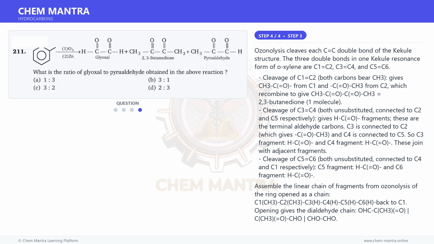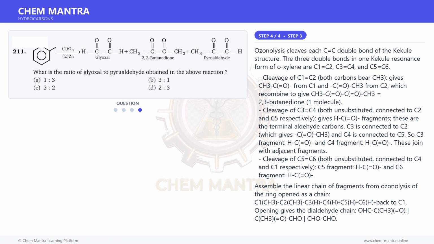And for the final step, ozonolysis cleaves each C=C double bond of the Kekulé structure. The 3 double bonds in one Kekulé resonance form of o-xylene are C1=C2, C3=C4, and C5=C6. Cleavage of C1=C2.